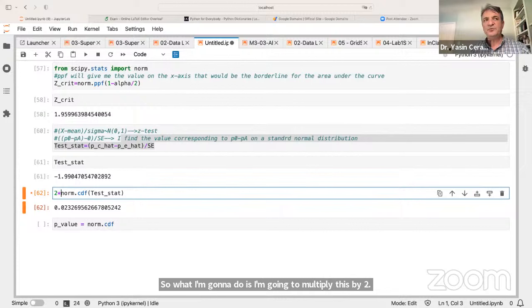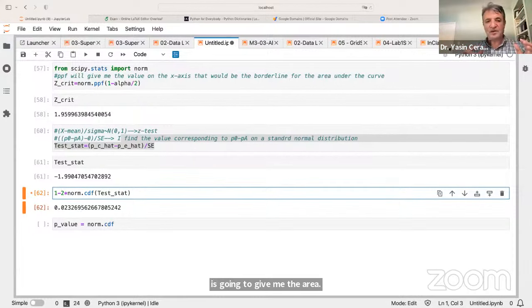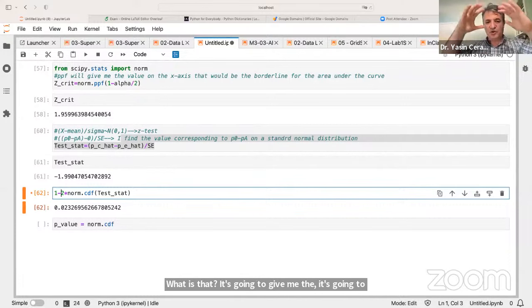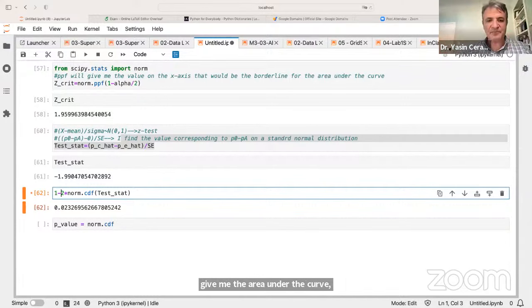All right. So when I do this 2 times, I found the area under the curve at the tails. If I subtract this from 1, it is going to give me the area under the curve, excluding the tails, right? Is that correct?